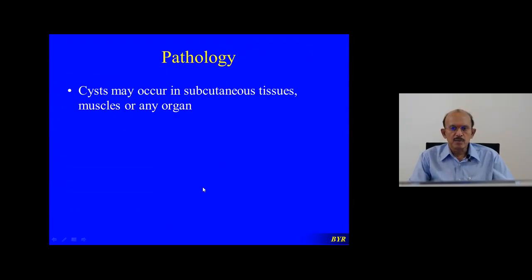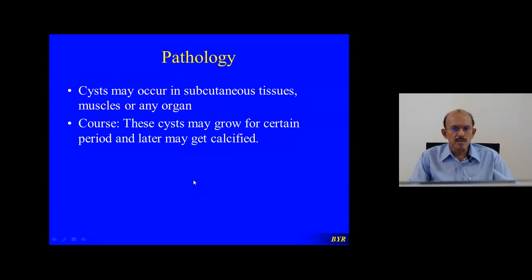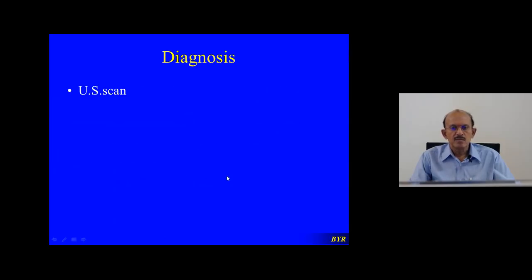Cysts may occur in subcutaneous tissues, muscles, or any organ. These cysts may grow for a certain period and later may get calcified. Complications: infection leading to abscess. Diagnosis: you can diagnose it by doing ultrasound scan or CT scan for cranial structures.